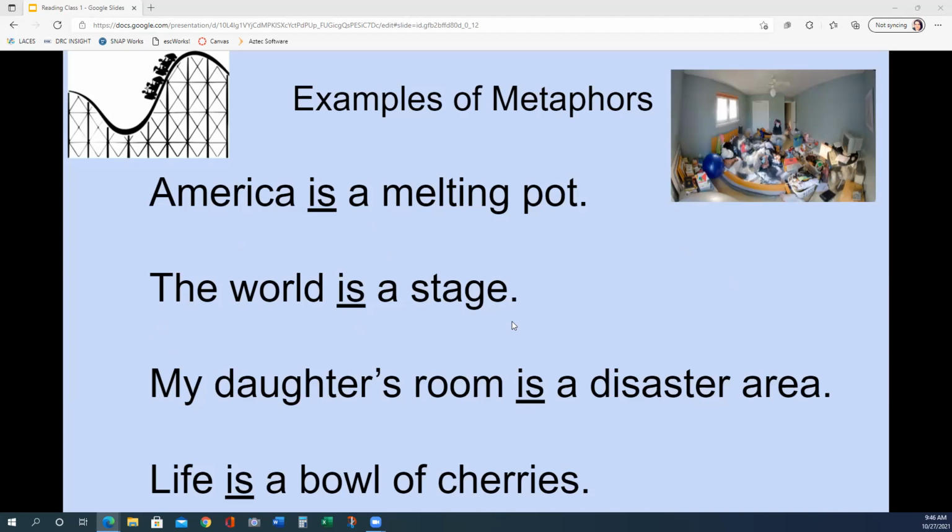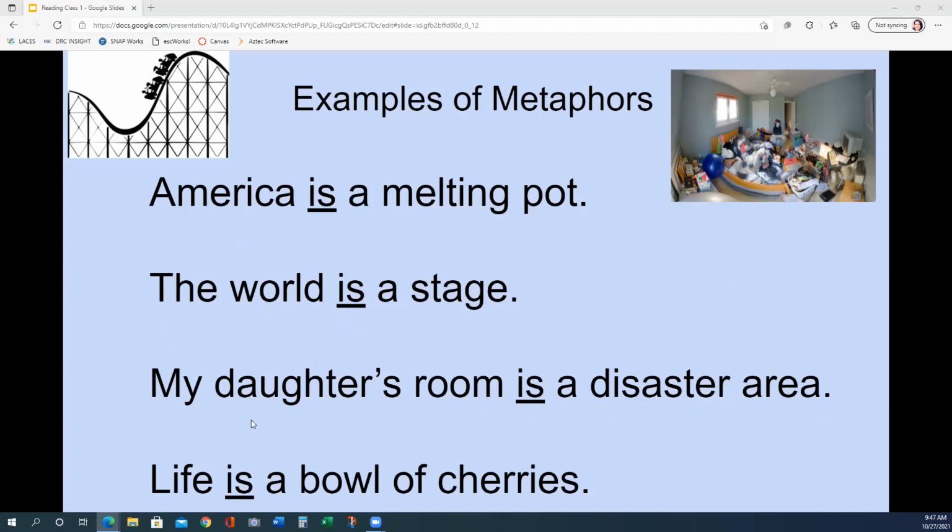The world is a stage. Again, we're using that word is to compare world and stage. My daughter's room is a disaster area. This is absolutely true. It's a disaster area every time.